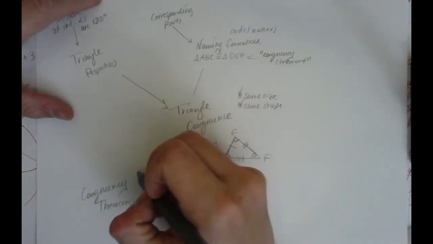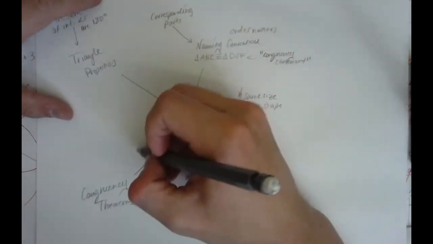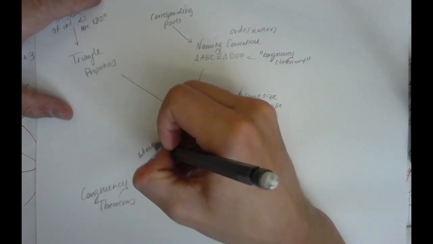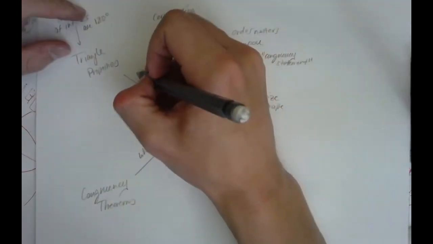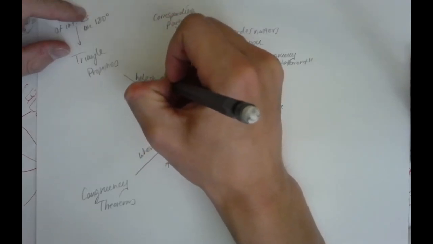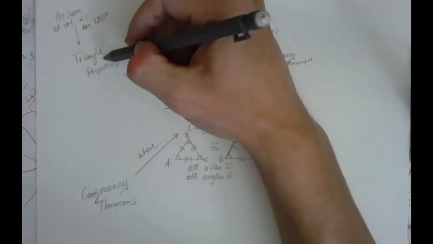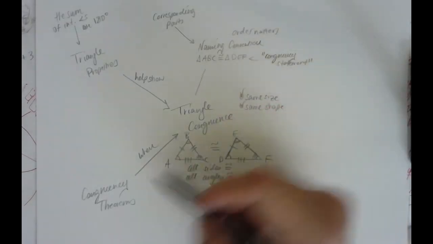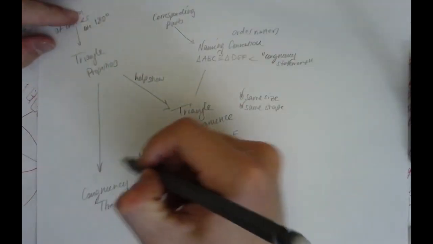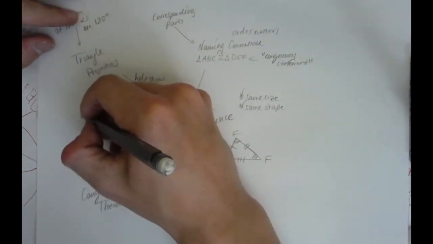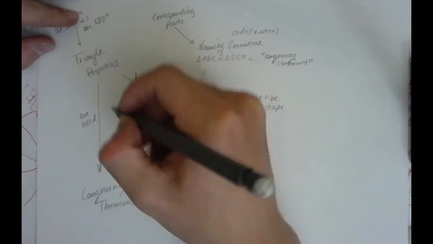Congruency theorems tell us when triangles are congruent. Okay, triangle properties help show... maybe I should write that right. Triangle properties help show triangles are congruent. Congruency theorems tell us when triangles are congruent. All right, and we could say it this way: triangle properties are used in congruency theorems.